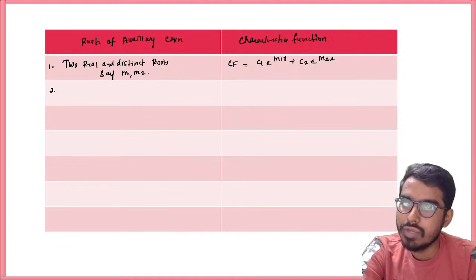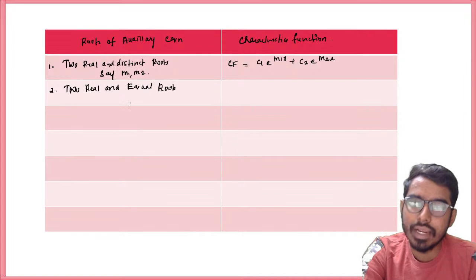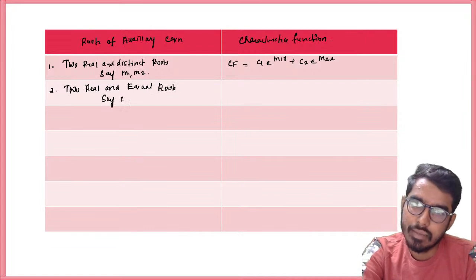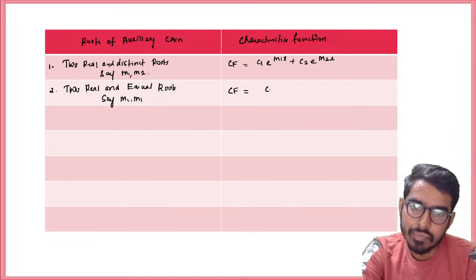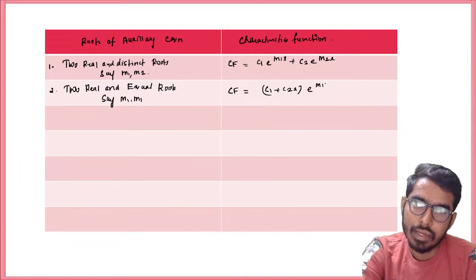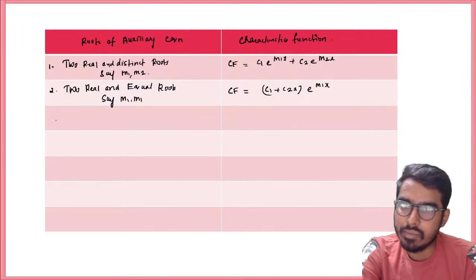If you have two real and equal roots, that is, when you are solving, you are getting the same roots, say m1, m1, the characteristic function is given by c1 plus c2x into e power m1x. Here m1 is the root that you are getting as equal roots.